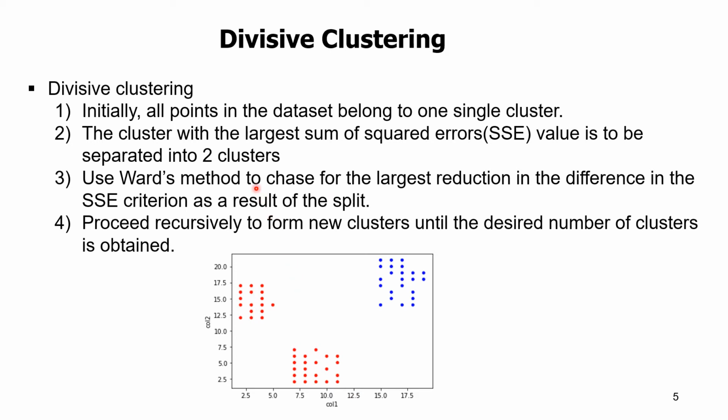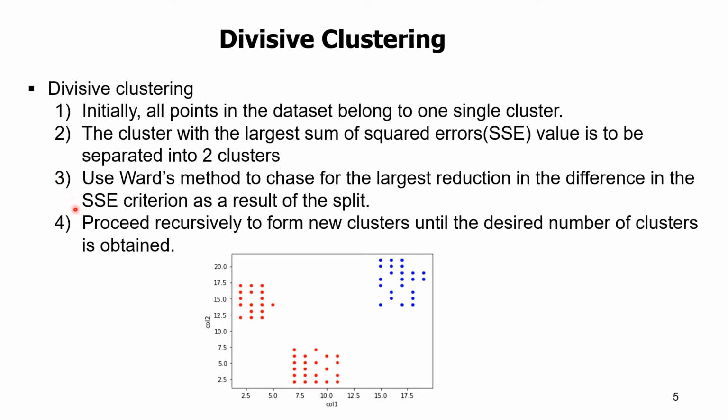So what you can do is use the Ward method to find the boundary. In the Ward method, you're looking for a boundary line which can reduce the variance value the most. So you draw a boundary line which can separate your cluster into two subclusters, and that boundary line reduces variance the most. And that's the Ward method.